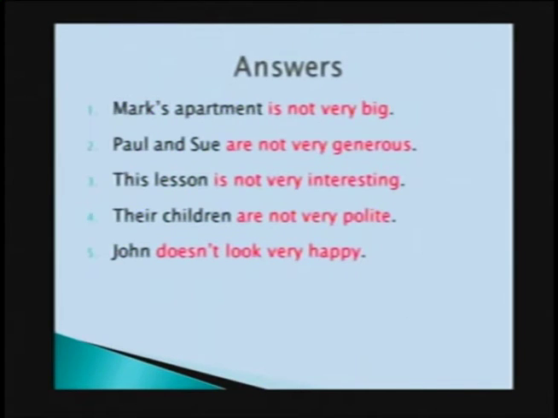Number three, this lesson is not very interesting. Number four, their children are not very polite. Their children are not very polite. They're not very nice. And number five, John doesn't look very happy. Because if you say miserable, you're being too direct, too harsh. Okay?